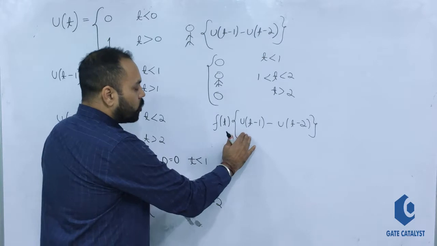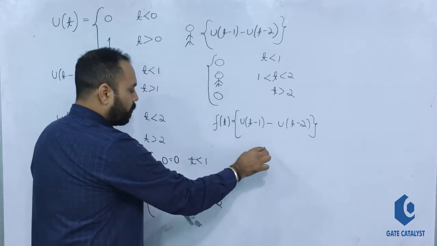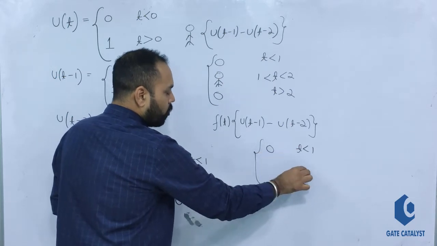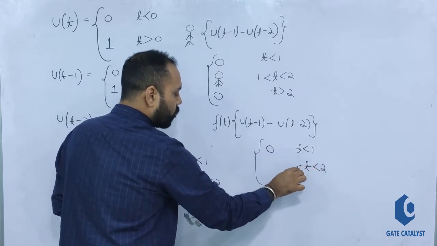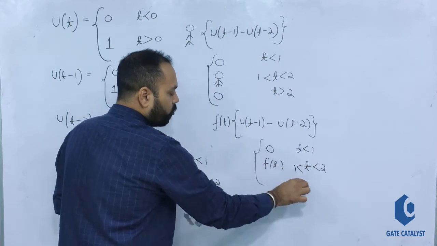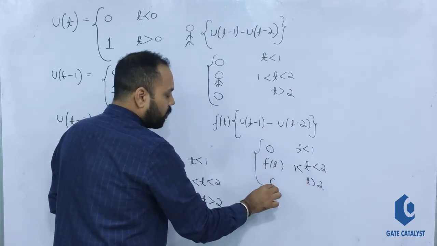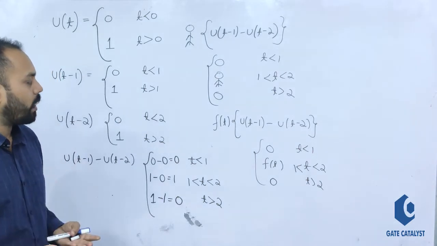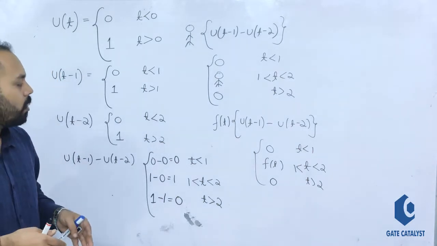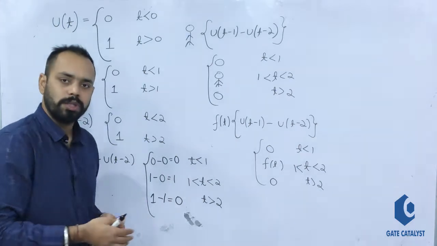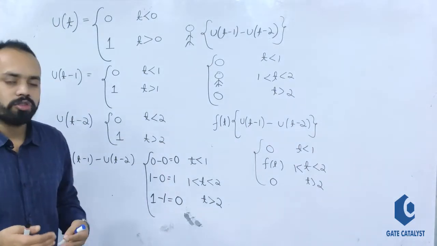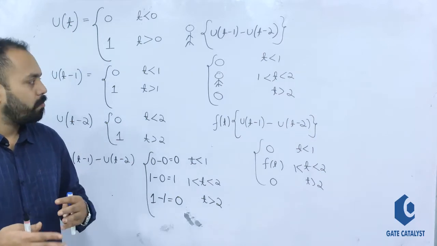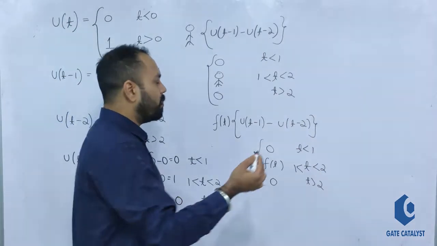So f(t) into u(t-1) minus u(t-2) means that for t less than 1, the answer is 0. For t between 1 and 2, the answer is f(t). For t greater than 2, the answer is again 0. So I hope this explains easily how to write something mathematically when the something is happening between time t1 to t2. Now this is going to help you to find the Laplace of various graphs for various custom inputs, right? But before that, let me give you the Laplace of some basic functions.